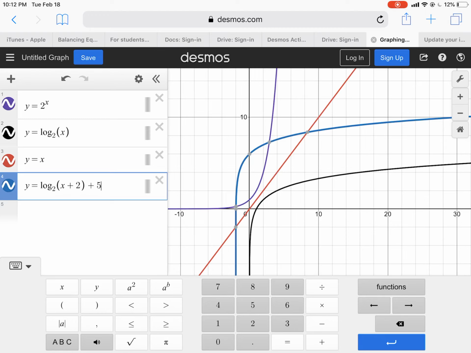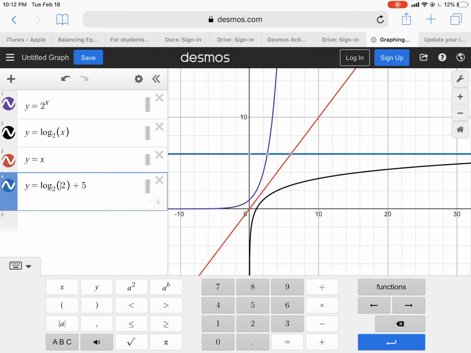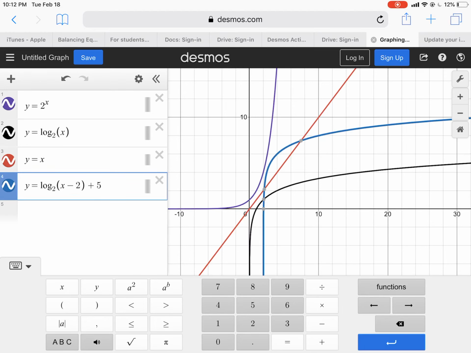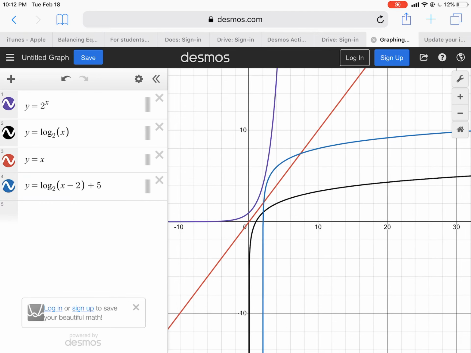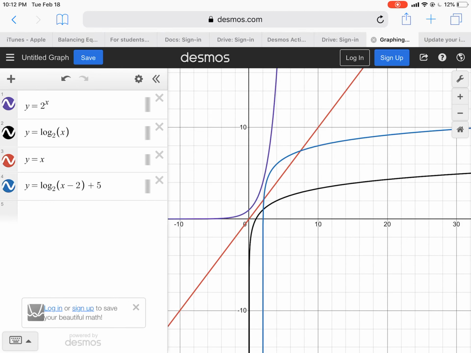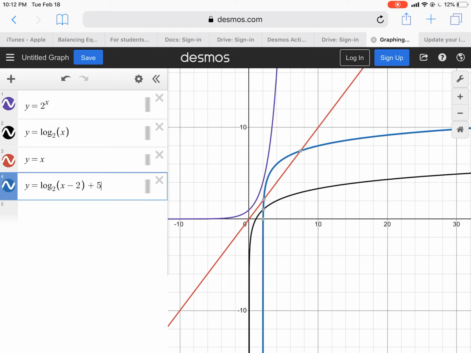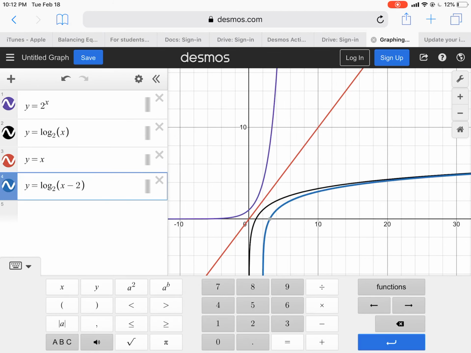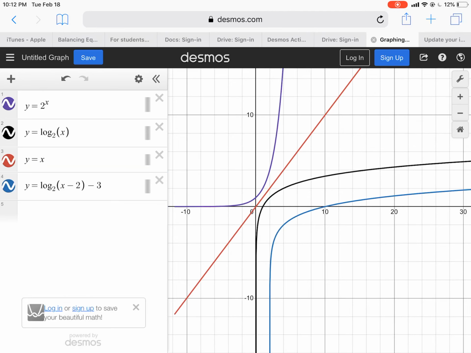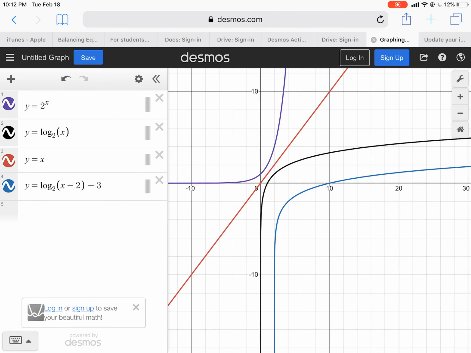What else do you want to see? I could change that if I go with x minus 2. That then moved it right. The scale is off there a little bit. And let's do a minus 3. There we go. So I've now translated it to the right and down.